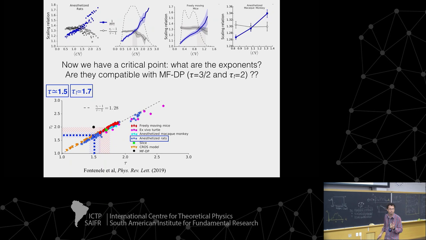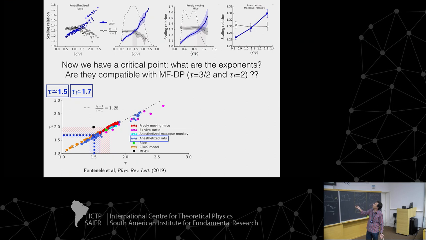Interestingly, and it should not be too surprising, in the freely moving mice the crossing occurs at a different point in CV. First of all, the line of exponents, the continuous variable exponents, is the same, or approximately the same. It's very strange. Yet the critical point for the mice is different. It's this one: tau equals 1.7, tau_t equals 1.9. This is almost agreeing with tau_t equals 2, but this one doesn't. So it's not mean field directed percolation either.